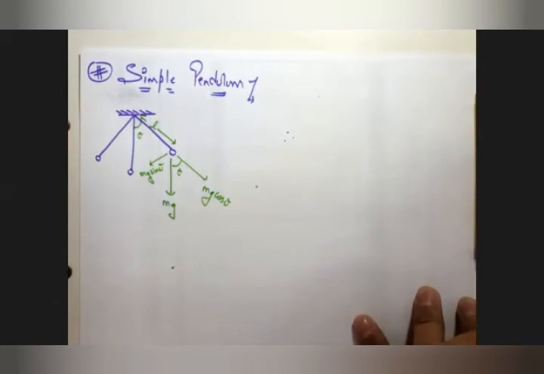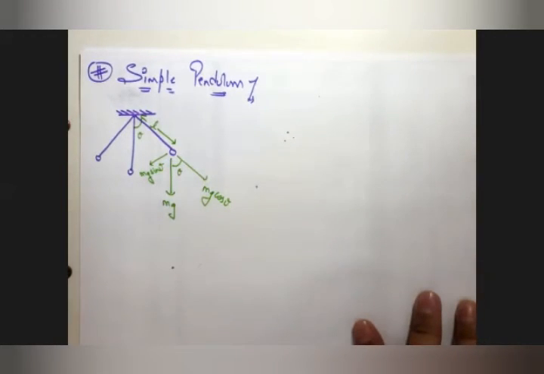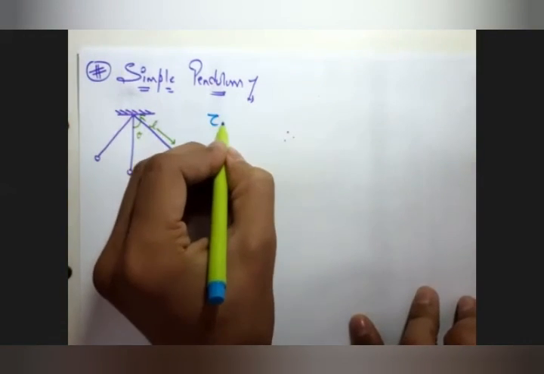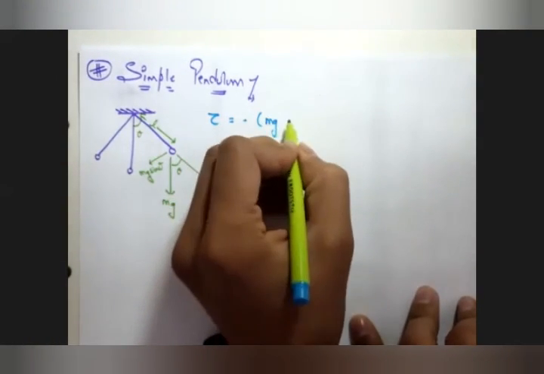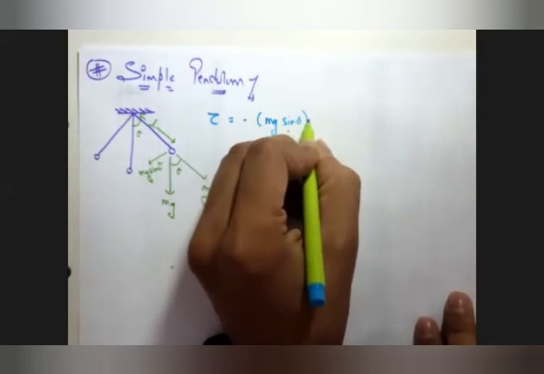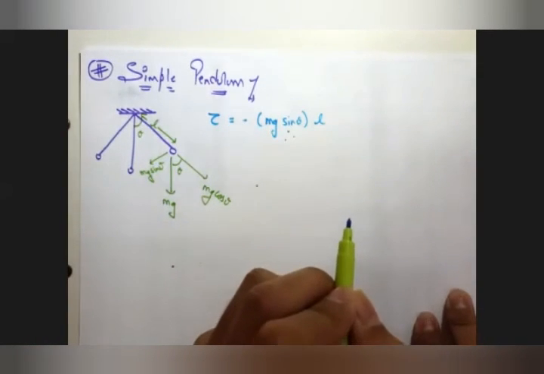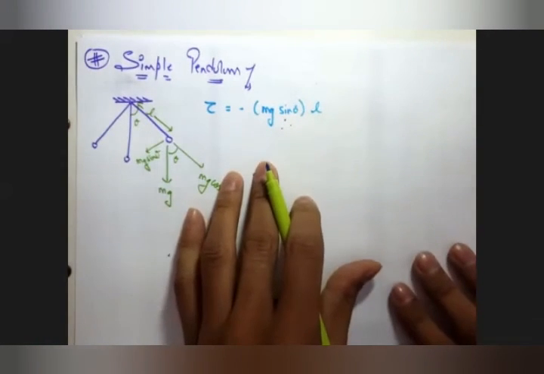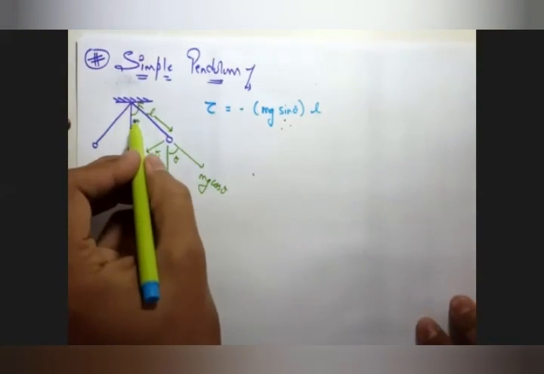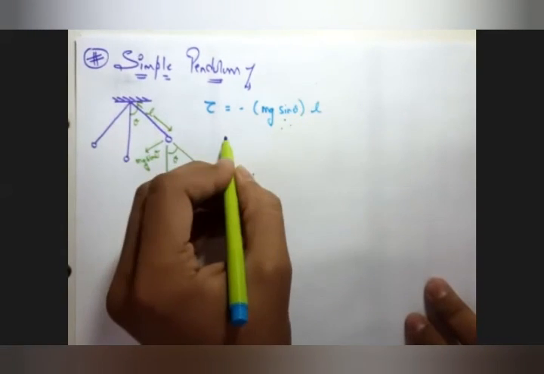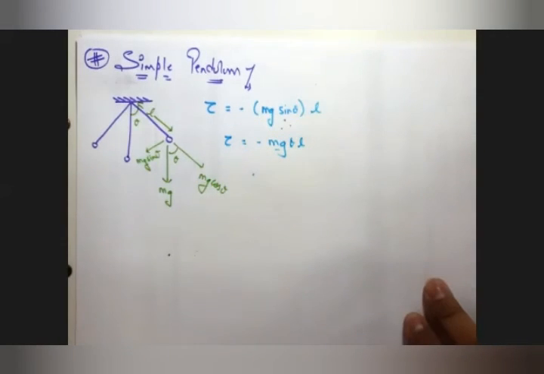Now the force which is responsible for its SHM is definitely mg sin theta acting at some perpendicular distance. So I can say the torque produced is minus, because this is in the downward direction, opposite to the displacement, mg sin theta, force into perpendicular distance, is torque. This is the restoring torque responsible for its SHM, and as the angle is very small, sin theta can be replaced with theta. Minus mg theta L is the torque acting.